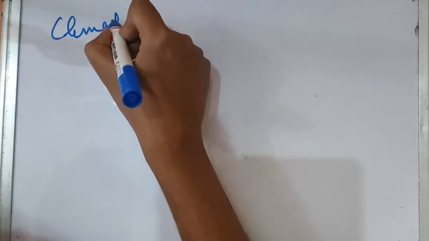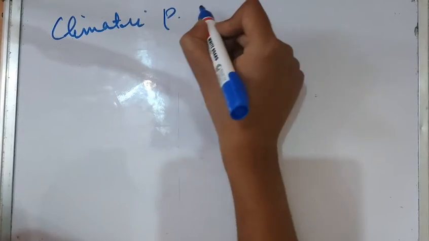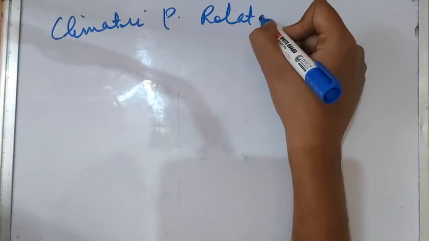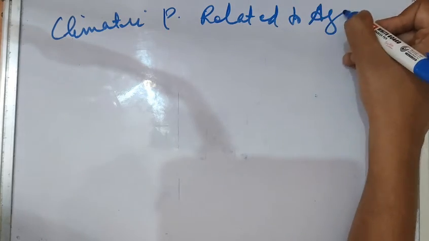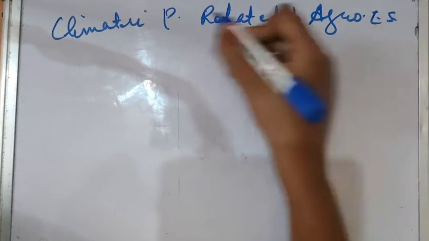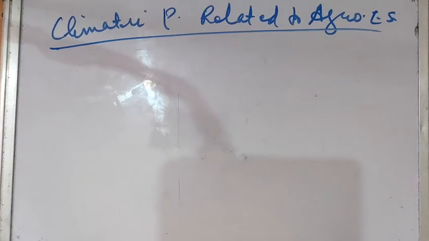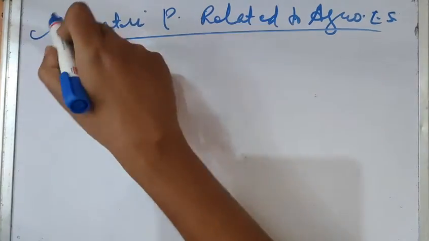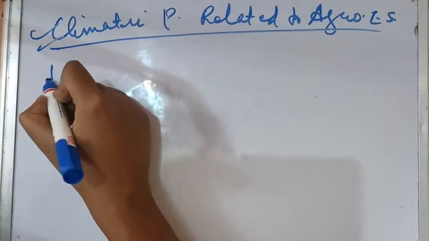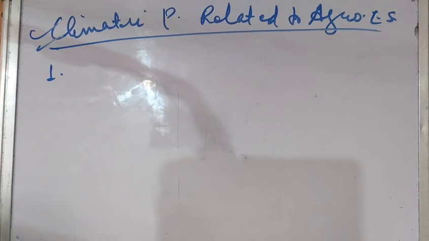Moving next, we have got climatic parameters related to agro ecosystem. What are the climatic parameters related to agro ecosystems? This is also been asked, and there is nothing such tough thing.